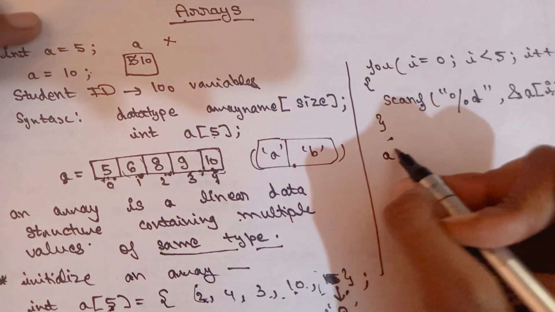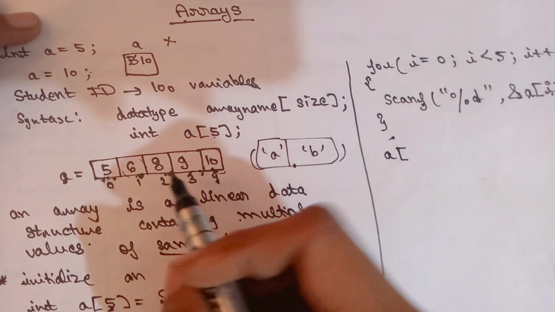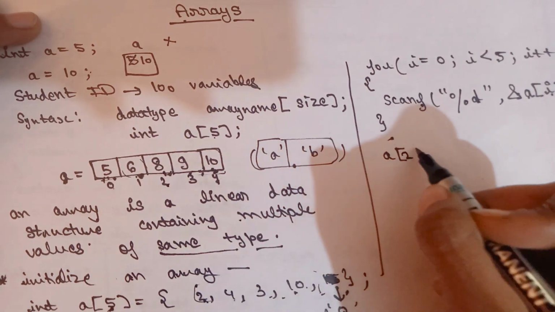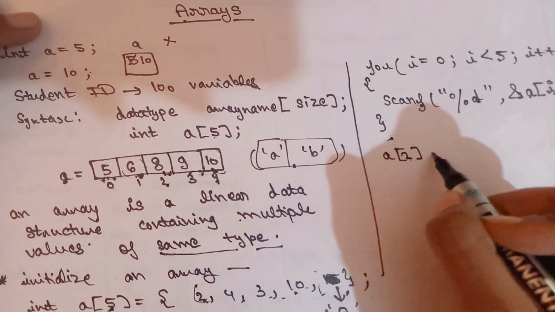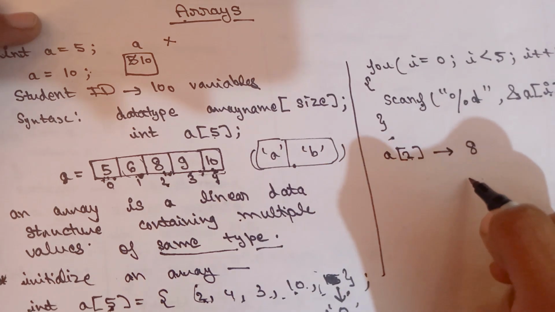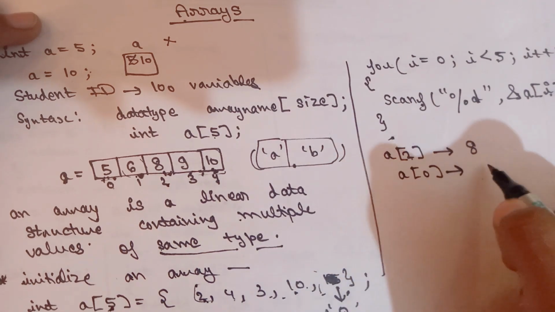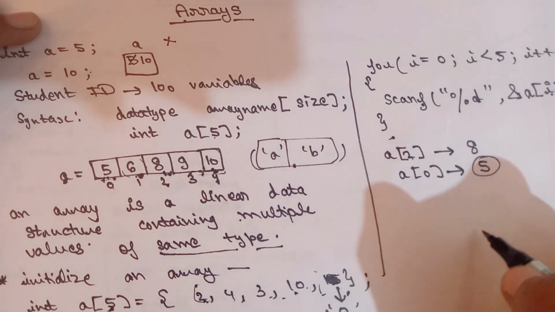If you need to access any element of the array, say you need to access this 8 element whose index is 2, you can use the index for this. a[2] means that you're talking about this 8 element. a[0] would mean you're talking about this 5 value, right?